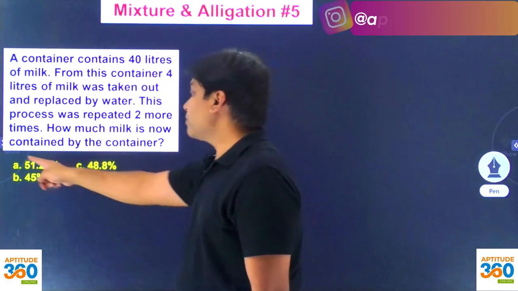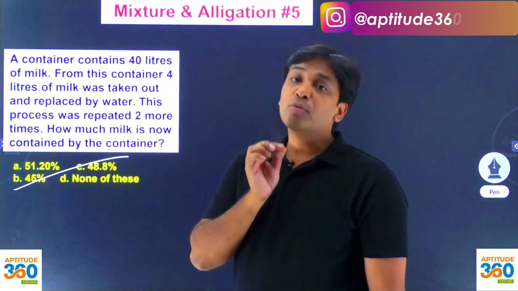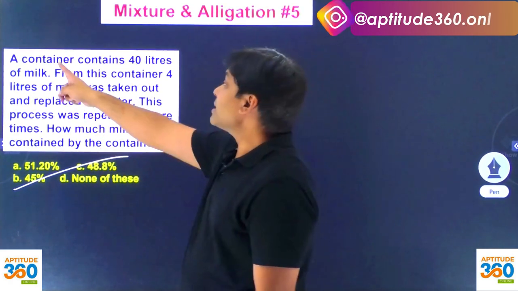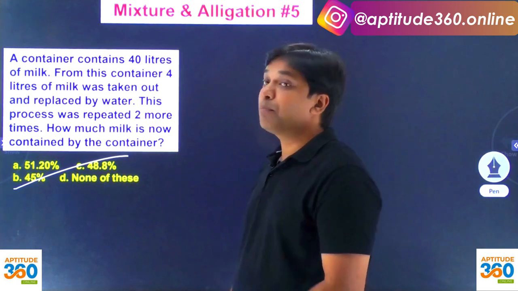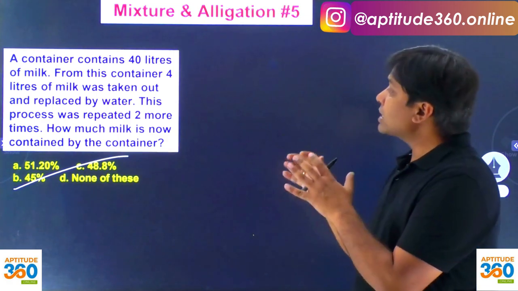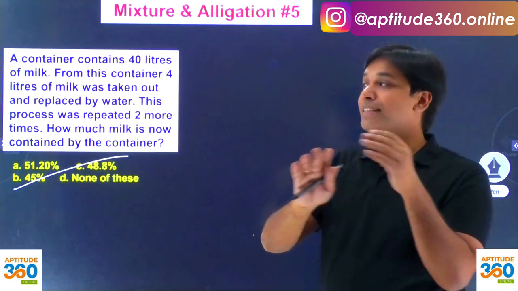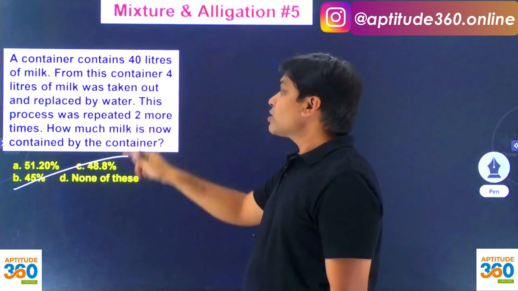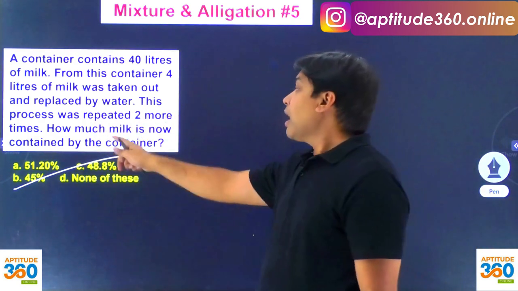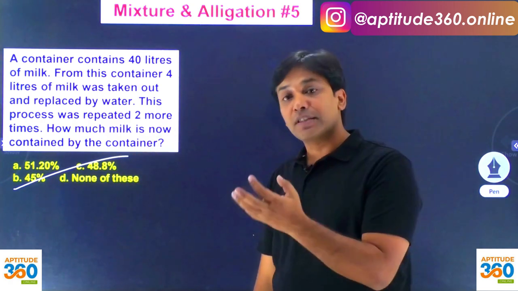Let's read this problem. Options galat hai. Read this problem. I'm going to be solving with that method. It says that a container contains 40 liter of milk. Bahut sari jagahon pe na ye problem milta rehta hai. From this container, 4 liters of milk was taken out and replaced with water. So it's all about replacement, isn't it? This process was repeated 2 more times. So what is the quantity of milk that is left?